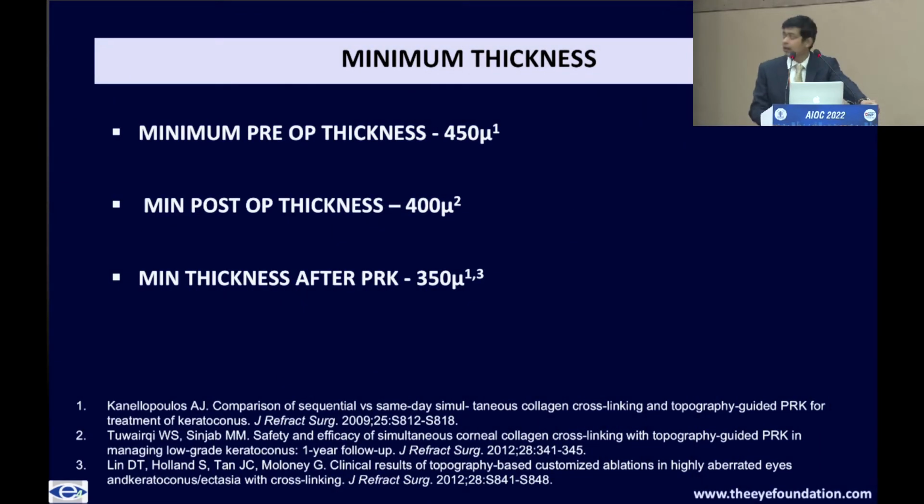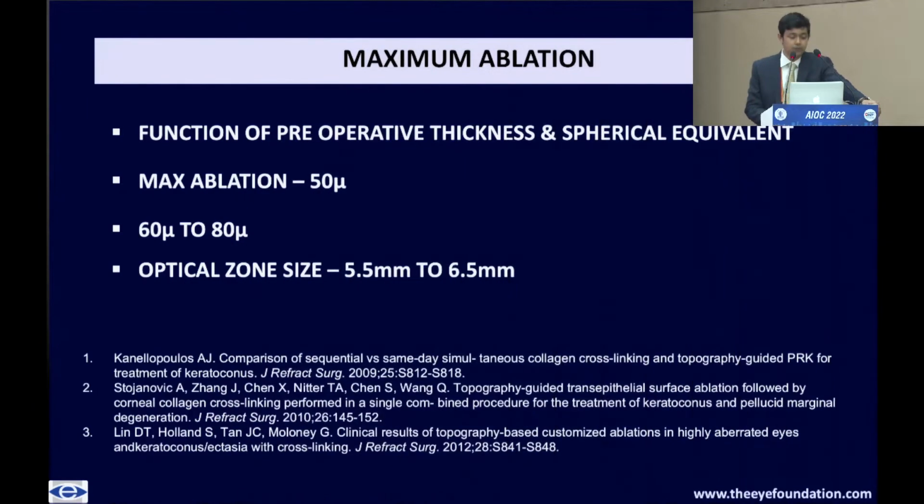Usually we try to have a thickness of 450 as a minimum preoperative thickness, but it's not really a hard and fast rule. It depends on how much you're ablating and over which area you're ablating, but these are just very general overall guidelines, similar to guidelines we have in refractive surgery. And the minimum postoperative thickness is around, we try to keep a safe limit of 400, and at the end of PRK of around 350.